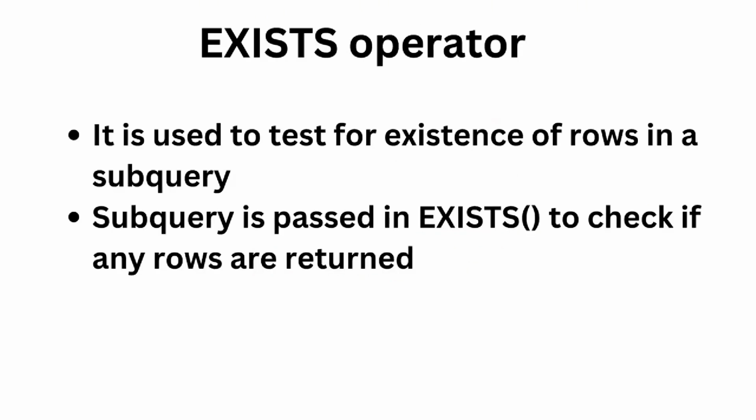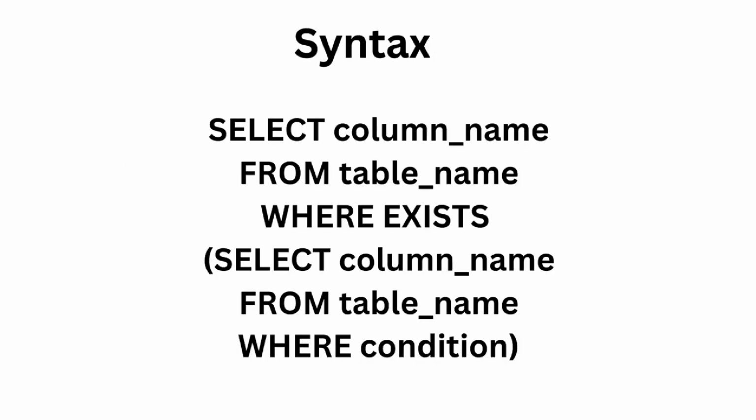Now, the EXISTS operator is used to test for the existence of rows in a subquery. Typically, a subquery is passed in the EXISTS function to check whether or not any rows are returned with the subquery. So typical syntax would look like this. We say select some column name from some table name where exists and then the actual subquery. So select column name from table name where we have some sort of condition. And then that's going to return true or false depending on whether or not there were any rows returned.